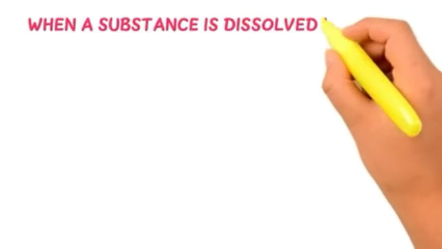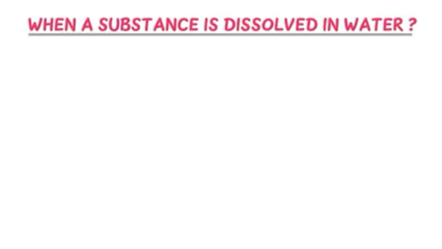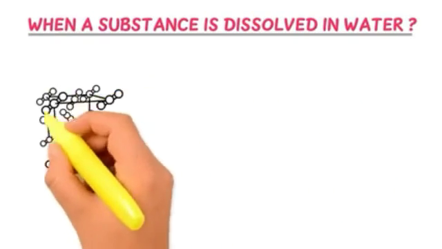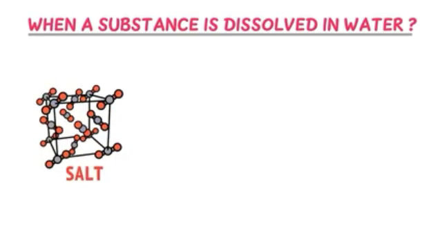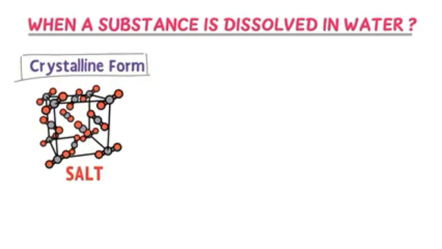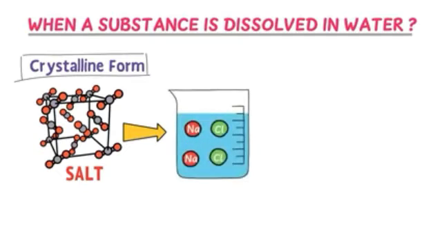Now what happens to a substance when it is dissolved in water? Let's consider an ionic compound like salt. We know that ionic compounds exist in crystalline form. When we dissolve ionic compounds like salt into the water, they dissociate into respective ions. Salt dissociates into sodium and chlorine ions.